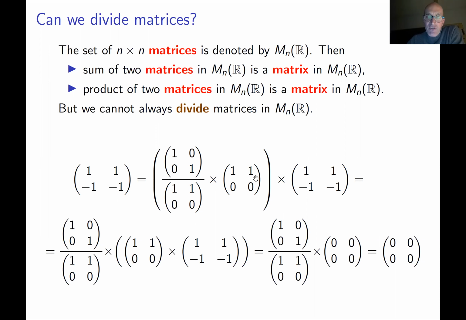And look, this matrix 1, 1, 0, 0 and 1, 1, 0, 0 should cancel, and then I get the identity. And the identity times any other matrix is the same matrix. So then on the left-hand side, I have to get this, assuming this division exists.